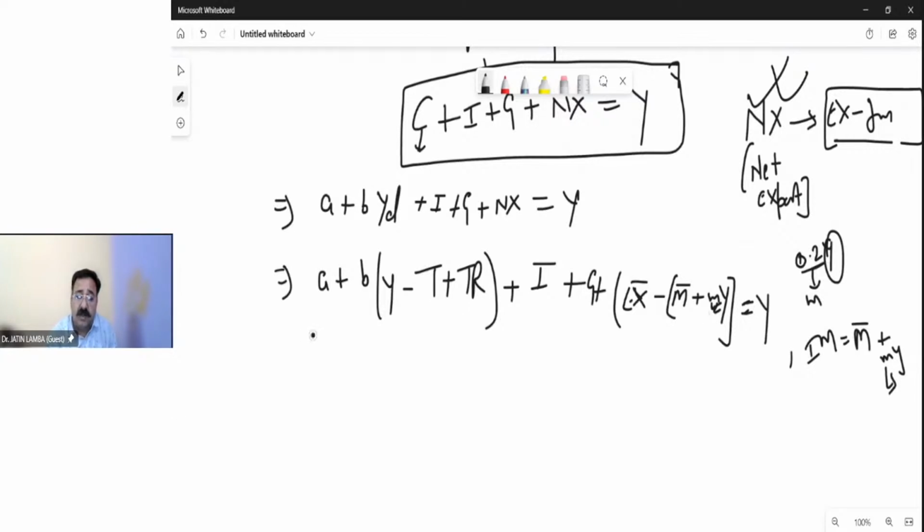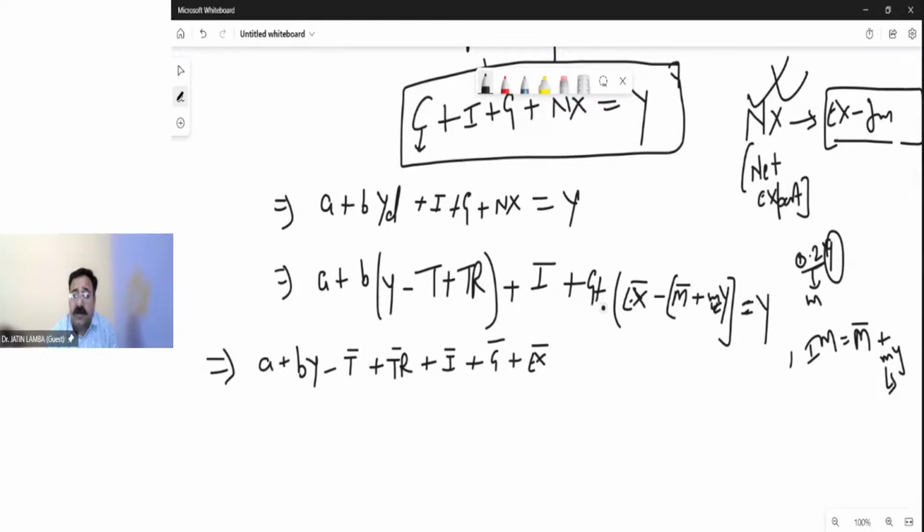Now you can solve it. A plus b, open up the bracket, y minus T, taxes हम constant ले रहे हैं, plus transfers भी constant है, plus I भी constant है, plus G भी constant है, plus export भी constant है, right, minus that constant import and minus MY is equal to Y, right?